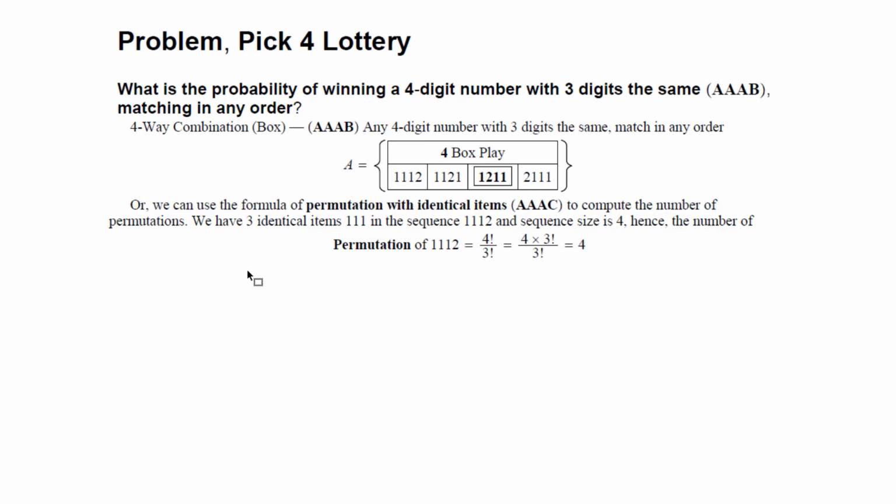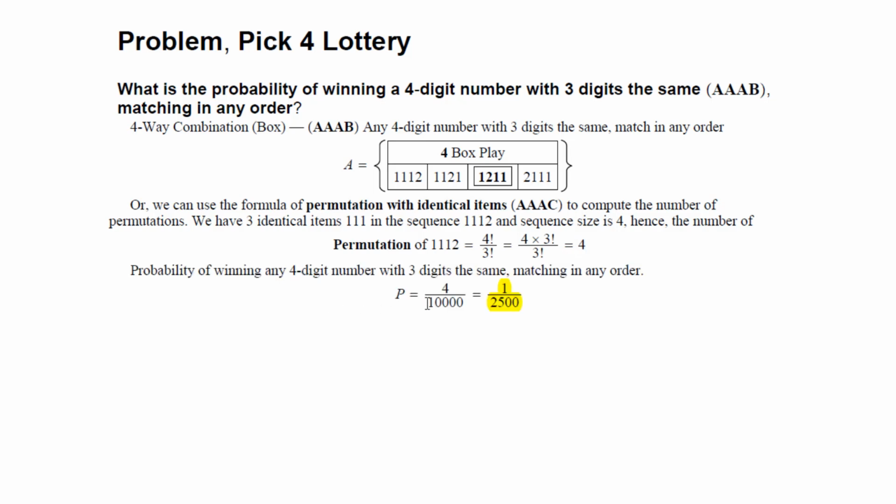So now what is the probability? It is 4 divided by 10,000, which is 1 out of 2,500.